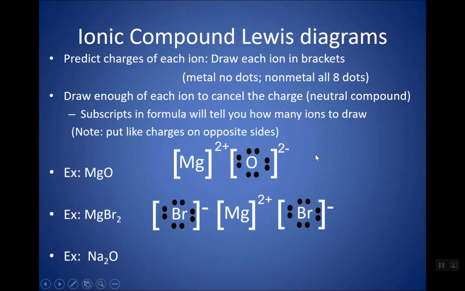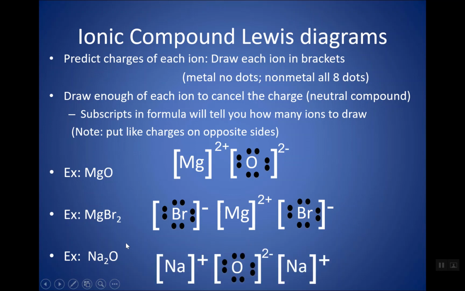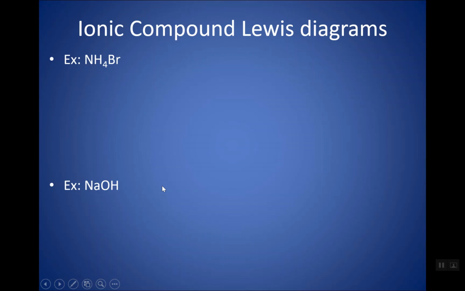Take a moment and try drawing the next one. Okay, so Na2O, I would need 2 Na. I'm going to put them on opposite sides of an oxide. The oxide would have a 2-, and now 2- and 2+ cancel each other out, which is why I need 2 sodiums for every 1 oxygen or every 1 oxide in the formula unit. Take a moment and try drawing these Lewis structures.